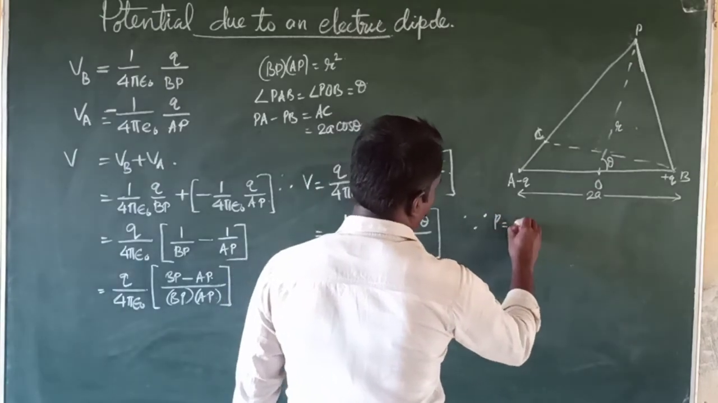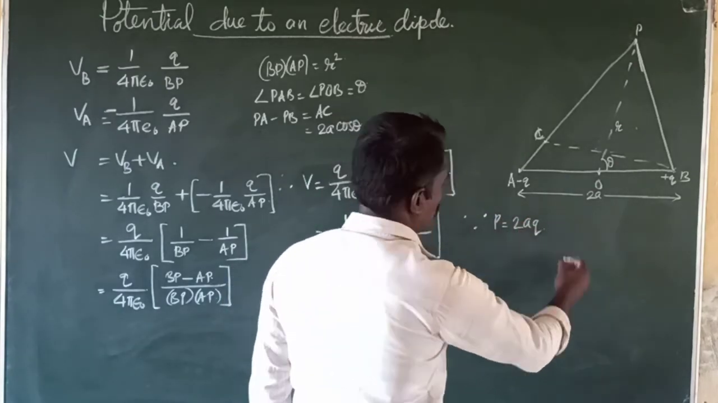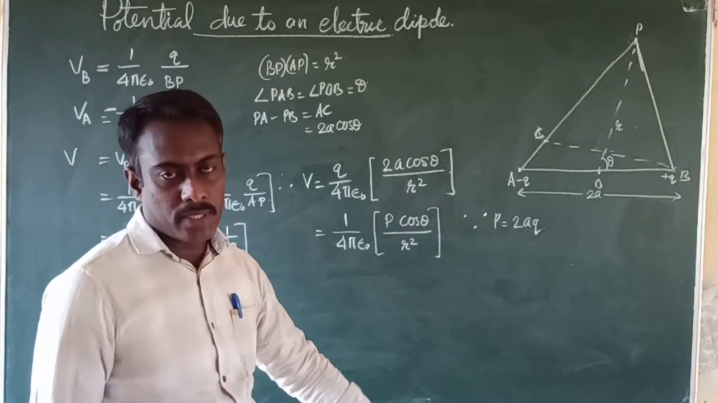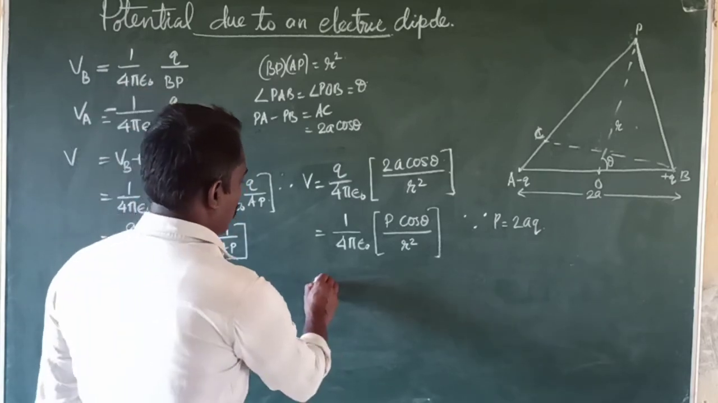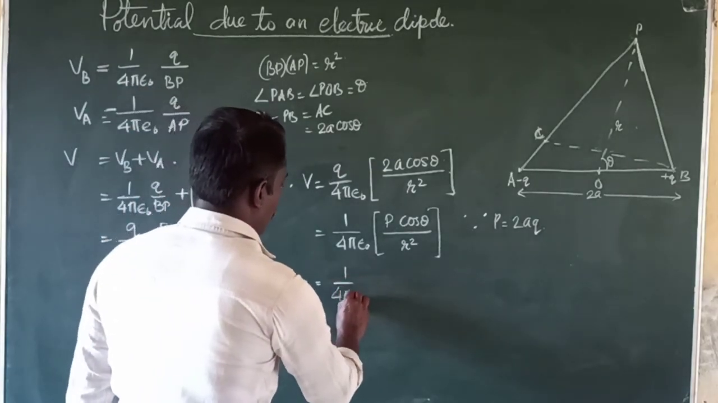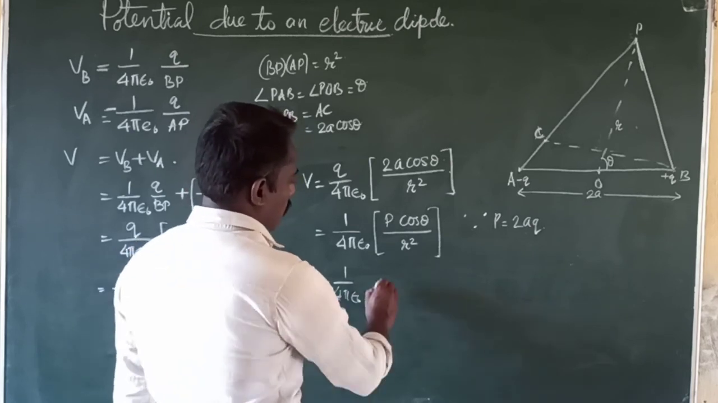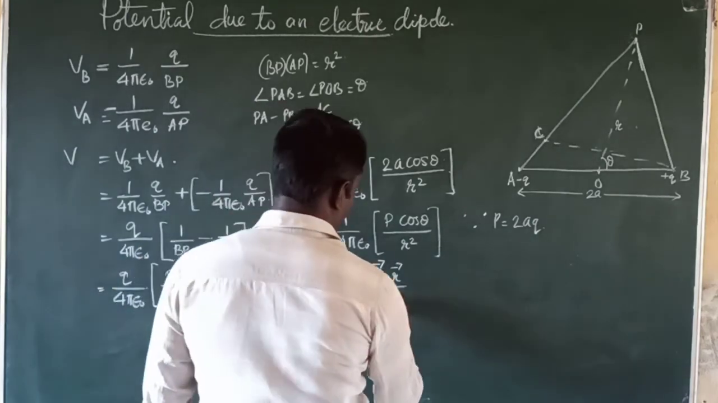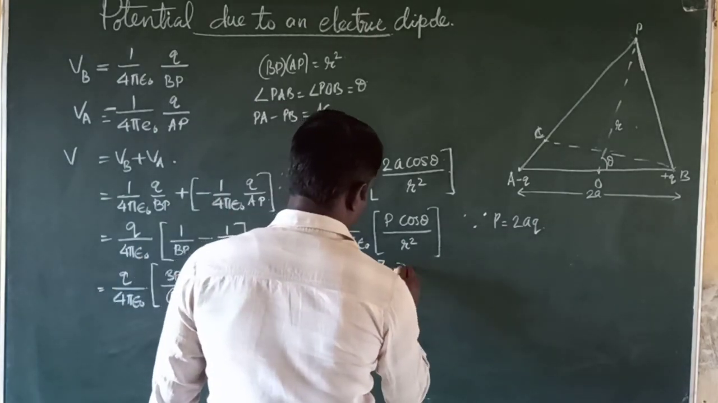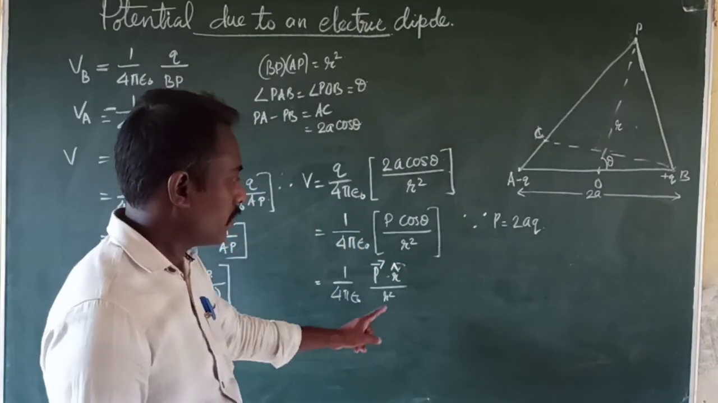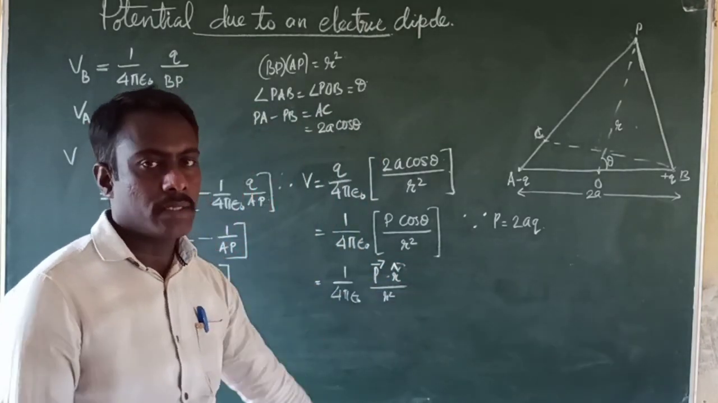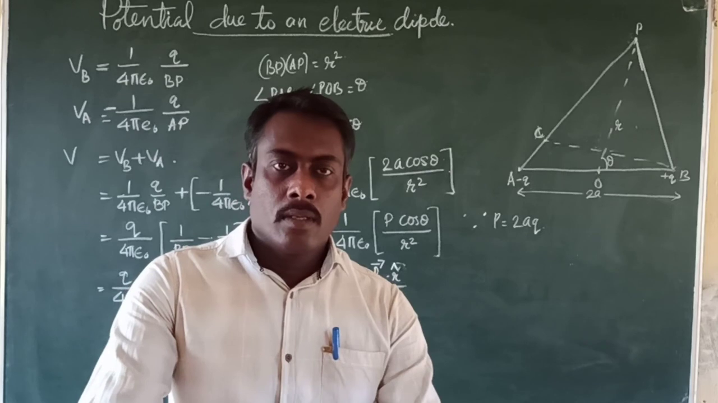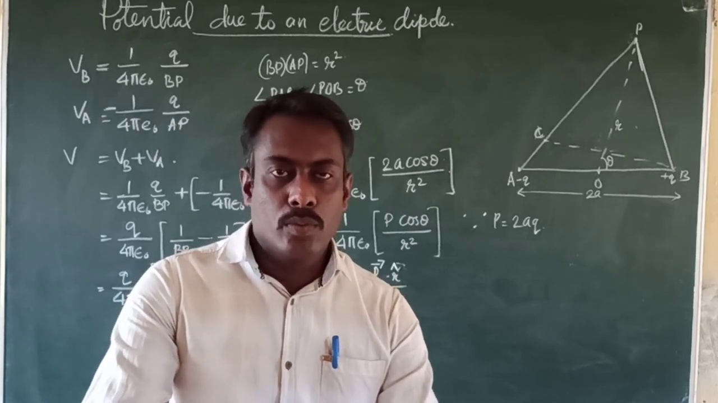Since P is equal to 2AQ, the term P cos theta, if expressed in vector notation, we can write as 1 by 4 pi epsilon 0 into P dot R divided by R square. We assume that the distance R is much greater than A, and this is the value of the magnitude of the potential due to an electric dipole.